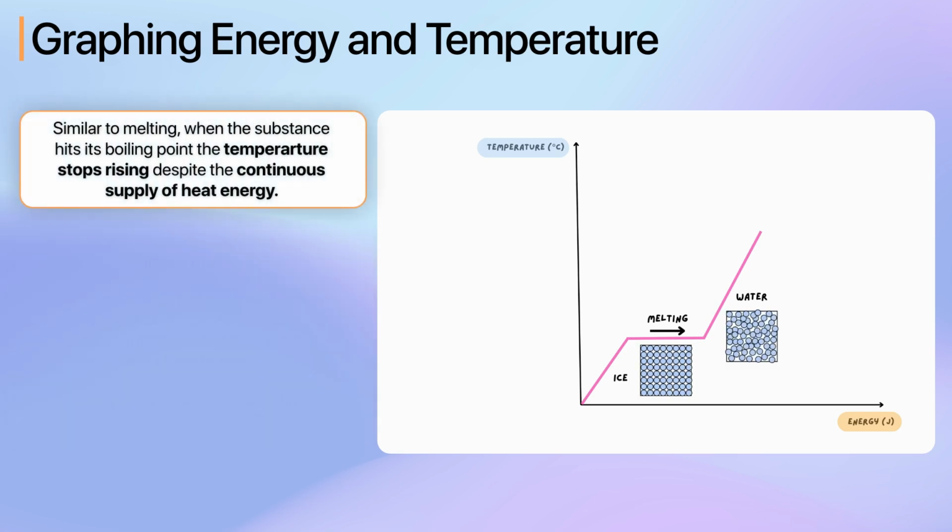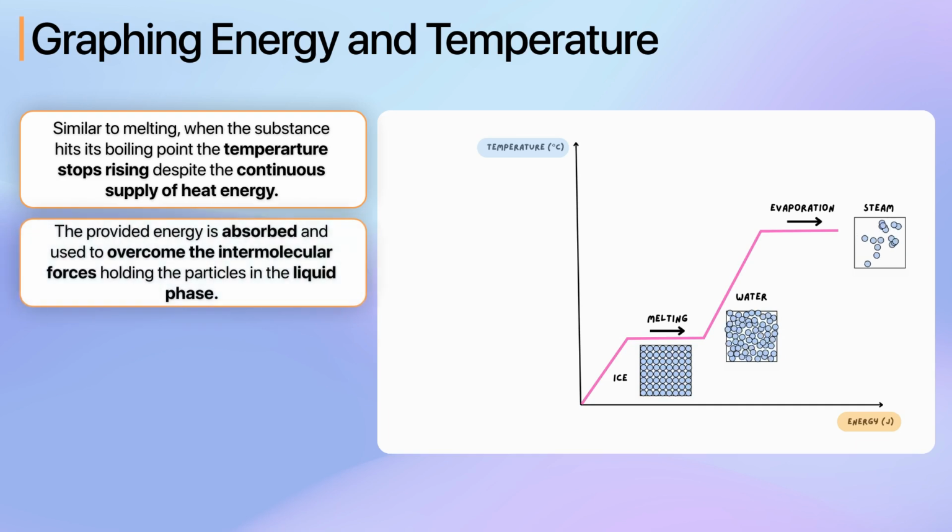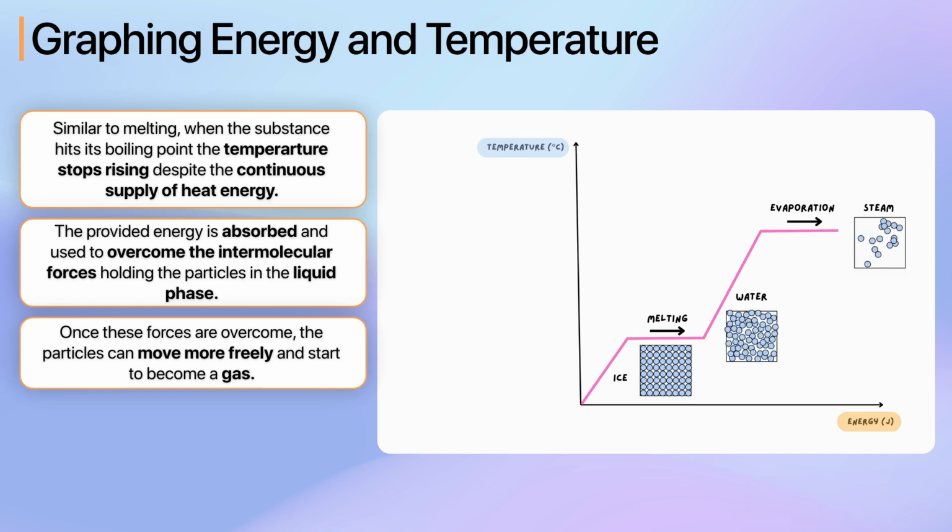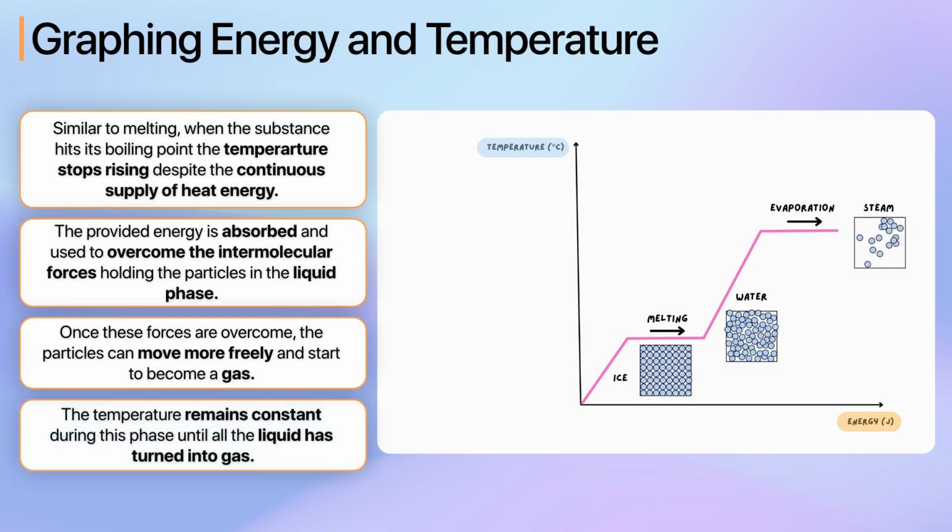Now, when the substance hits its boiling point, we observe a similar phenomenon to that seen during melting. The temperature stops rising temporarily, despite the continuous supply of heat energy. During this stage, the provided energy is absorbed by the liquid to facilitate the phase change from liquid to gas. This is because the particles need enough energy to overcome the intermolecular forces holding them in the liquid phase. Once these forces are overcome, the particles can move more freely and enter the gas phase. Again, the temperature remains constant during this phase until all the liquid has turned into gas.